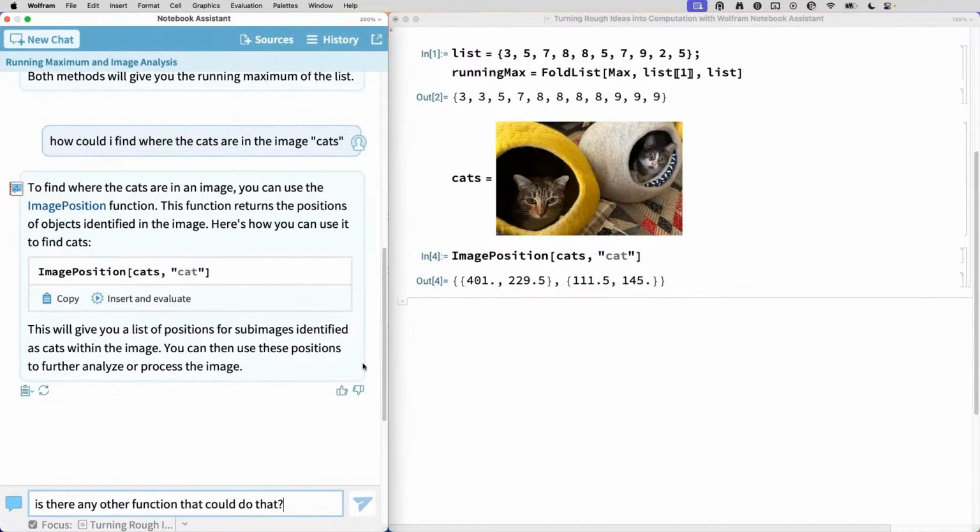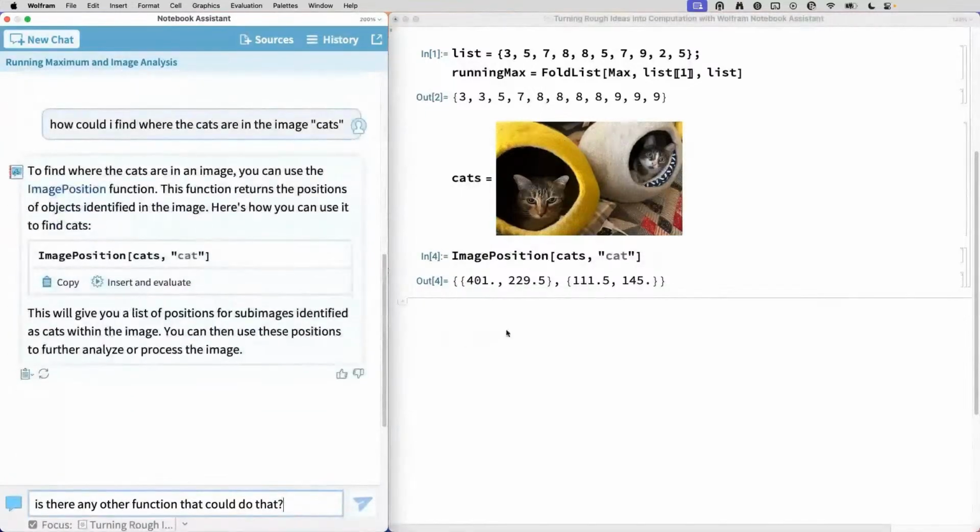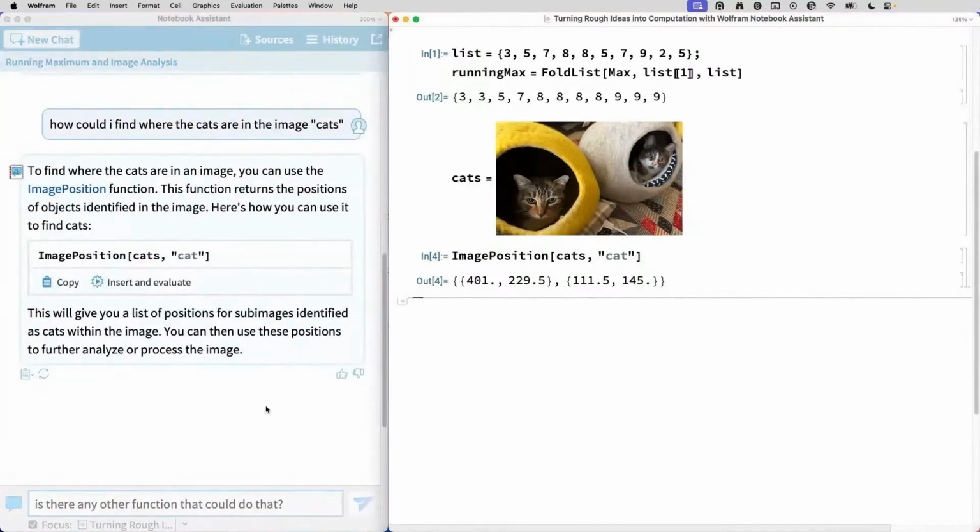So two things to notice here that I'm doing, again, a bit transparently. I ask, is there any other function that could do that? And it knows that I'm referring to this previous chat here and what we have in the notebook. So the Notebook Assistant is aware of the whole chat history above it, and it's aware of everything that's in the notebook over here that it's focusing on.